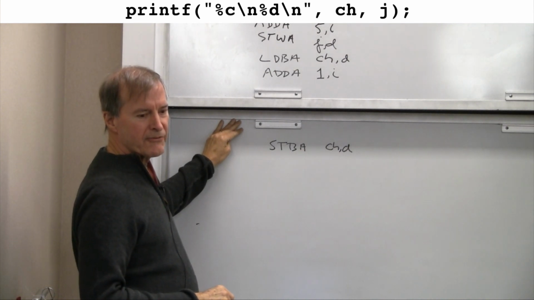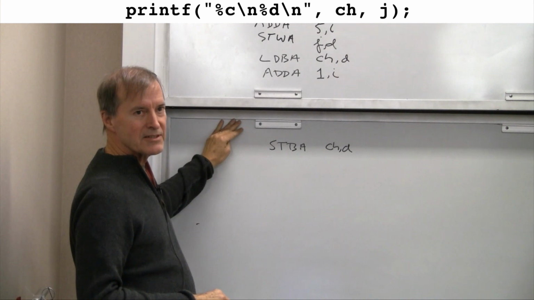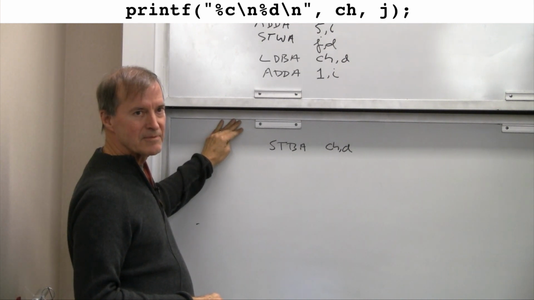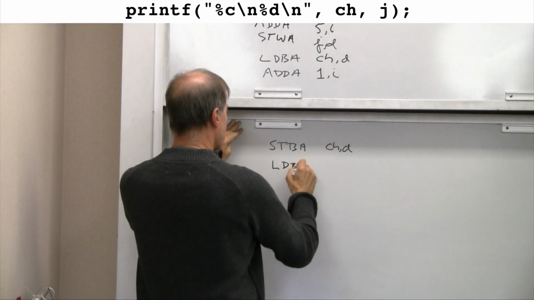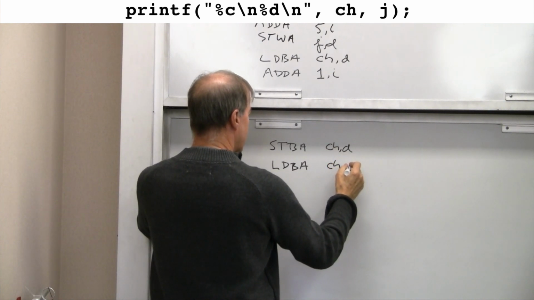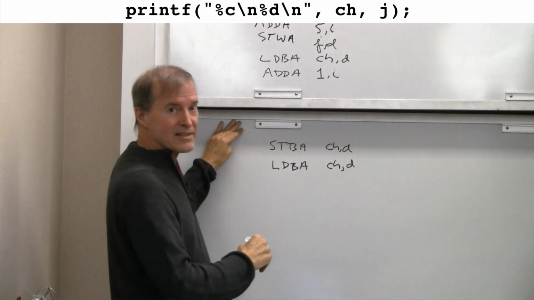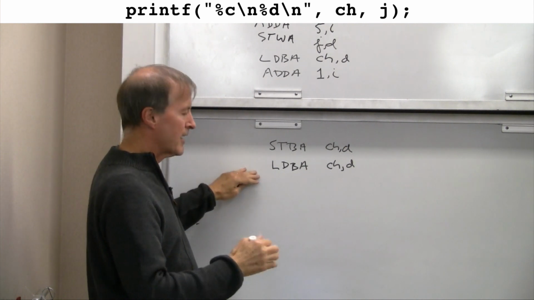And now printf. We need to printf the CH. So how do we print the CH? Load what? Load byte accumulator what? CH, addressing mode direct. Next. Load byte accumulator. No, we already got it into the accumulator.